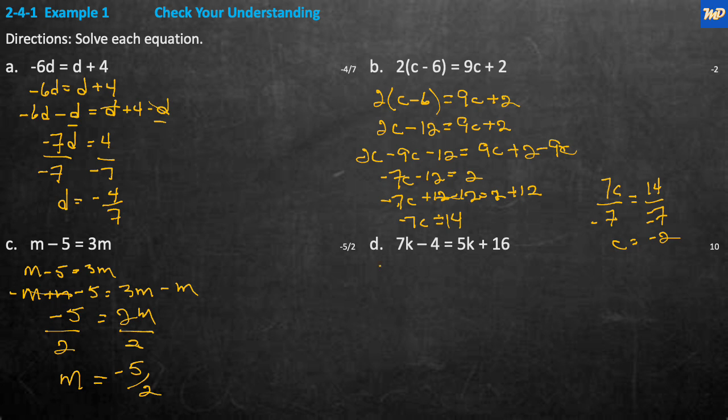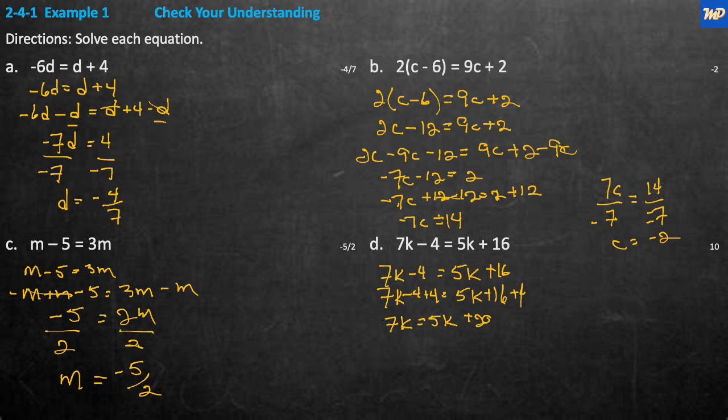Now the last equation, 7k minus 4 equals 5k plus 16. I'm going to move the negative 4 over. I'm going to say 7k minus 4 plus 4 is equal to 5k plus 16 plus 4. Okay, that's going to give us 20. So we have the 7k. We've gotten rid of this. We haven't moved the 5k. So we have 7k is equal to 5k plus 20.